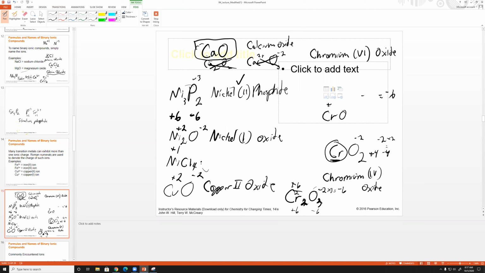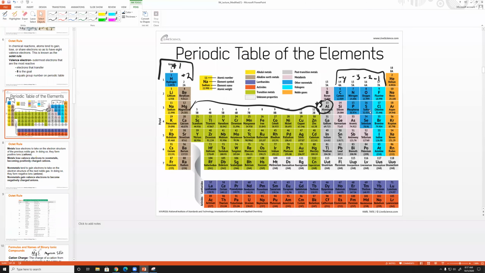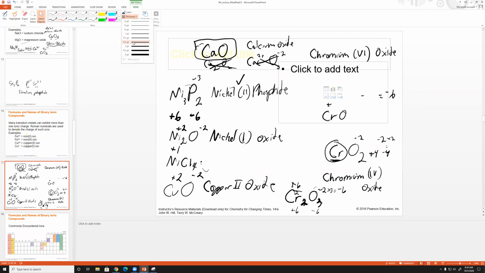So Kaylee, oxygen is always -2 because it's in group 6A. And so when it gains 2 electrons, 1, 2, it becomes -2. Okay, last one, NiCl4. Who wants to do that one?